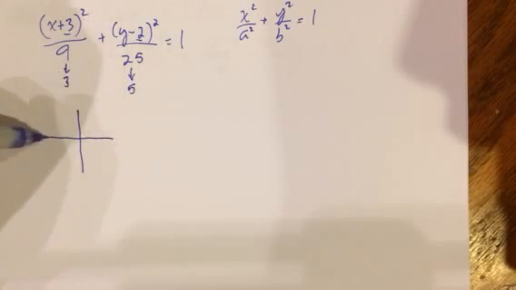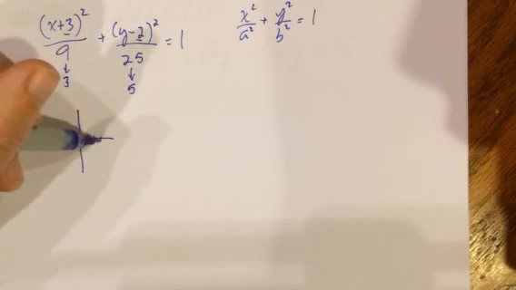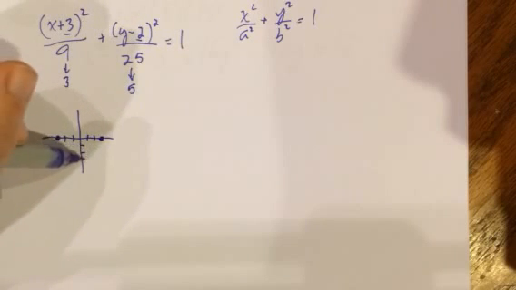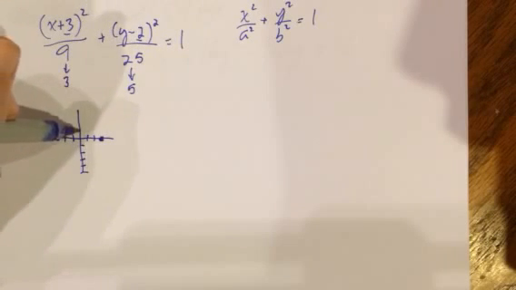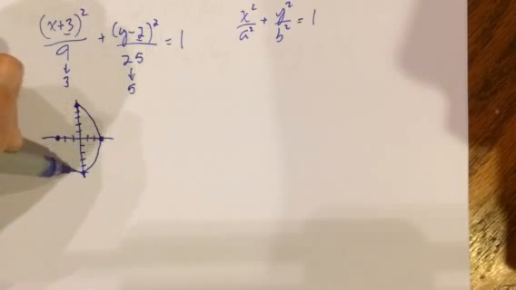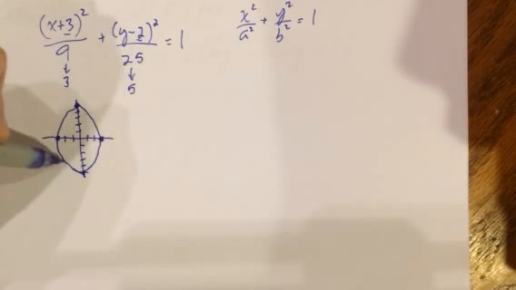So first thing I'm going to do is try to sketch this. Under my x is 3, so I'm going to do 3 and -3. And under my y is 5, so I'll do 5 and -5, both of them. And I am going to get a pretty vertical ellipse happening.